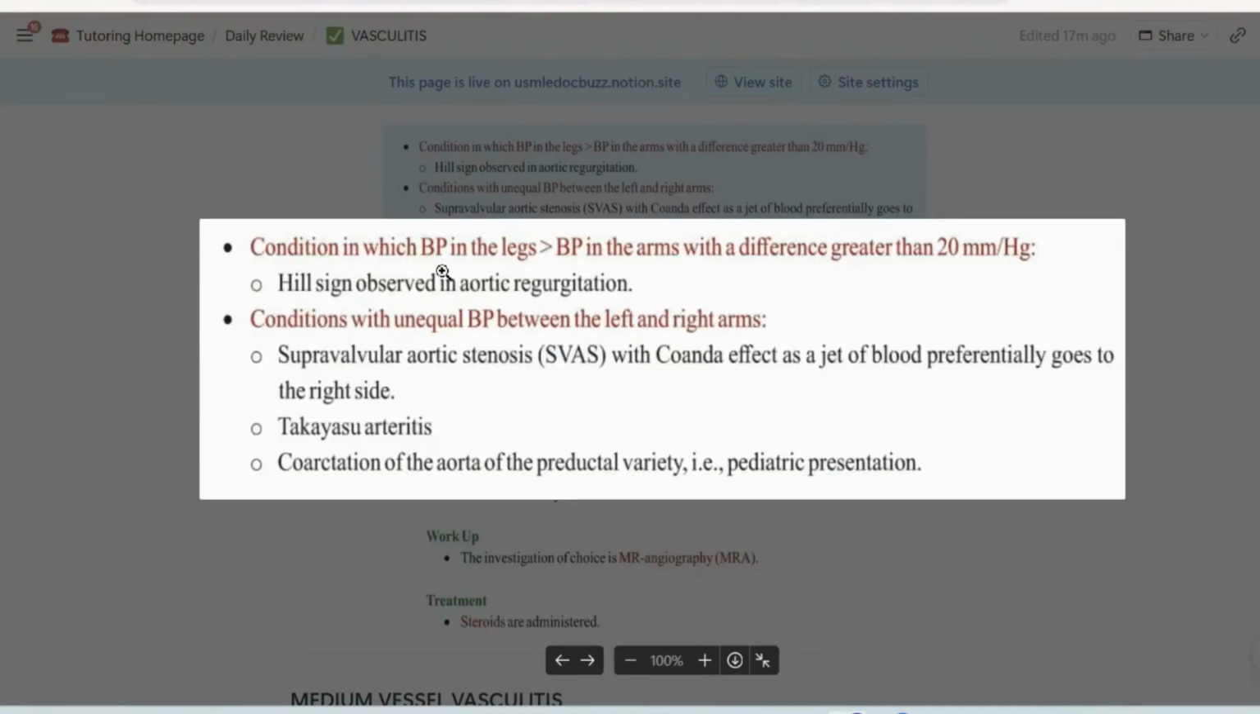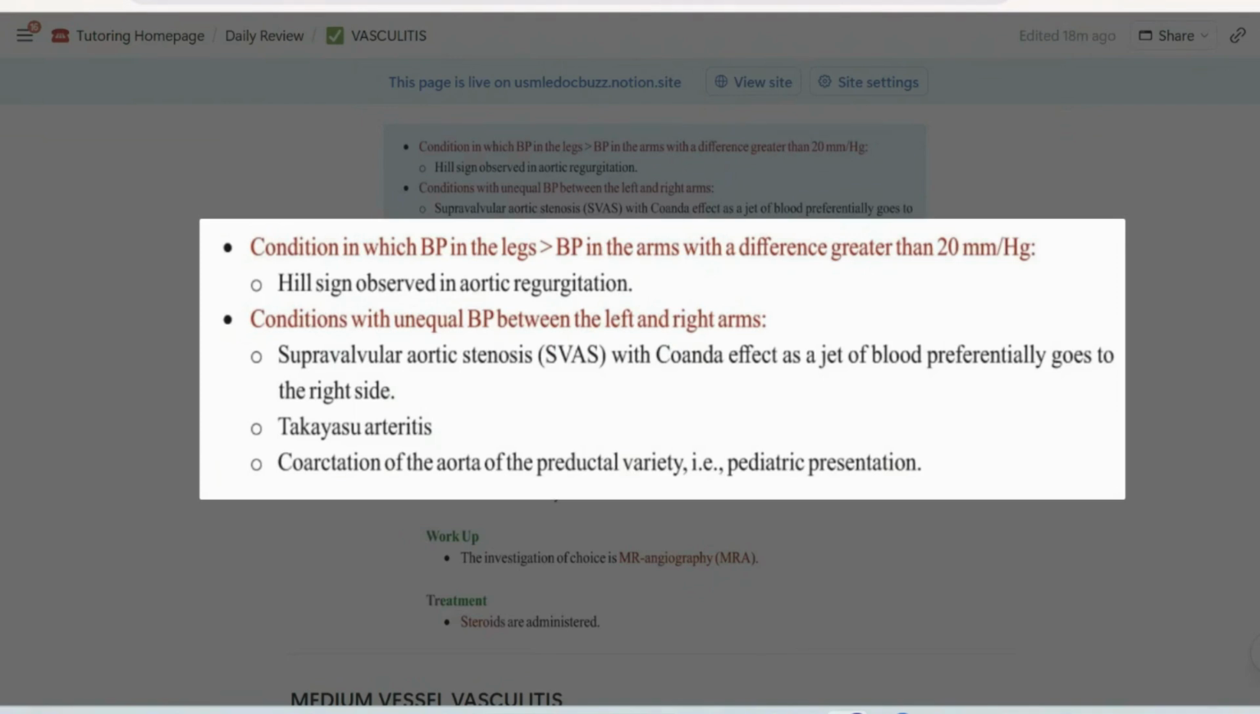So, conditions in which BP in the legs is greater than BP in the arm. Again, this is a very important point. What you're seeing is that because of aortic regurgitation, you have high volume, right? And because the person is in a gravity dependent position, the legs are receiving a higher volume load, meaning the pressure measured in the legs may be higher than in the arms. So that's another very important clinical sign that you may come across.